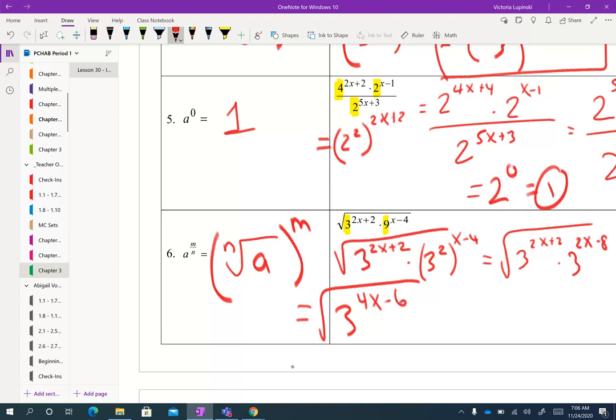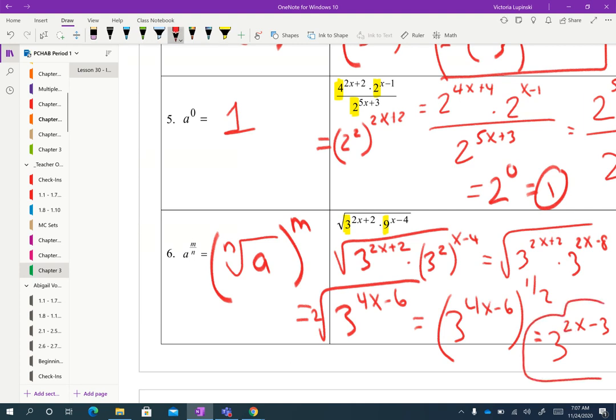Then, when you have a square root, that implies that the index is 2. So you can write this as 3 to the 4x minus 6 to the 1/2 power instead of a square root, which means in your final answer, you're going to distribute that 1/2. So 3 to the 2x minus 3. Let's make that a little more legible. Okay, so that's a review of just the basic rules of exponents, which again, you've seen several times. Make sure that you have them written down and understand relatively easily how to apply them.